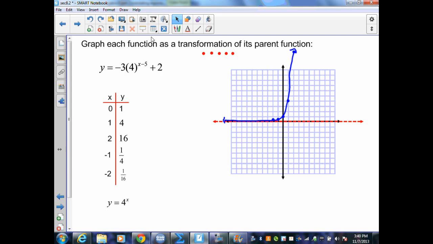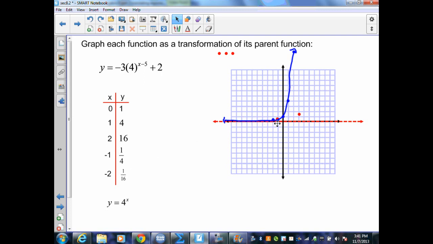So let's begin by moving my negative 2, 1/16 ordered pair. I'm going to move that 5 units to the right. 1, 2, 3, 4, 5. Multiply that by a negative 3 gives me a negative 3/16. And then add 2 to do a vertical translation. 1, 2. Next, a negative 1, 1/4.